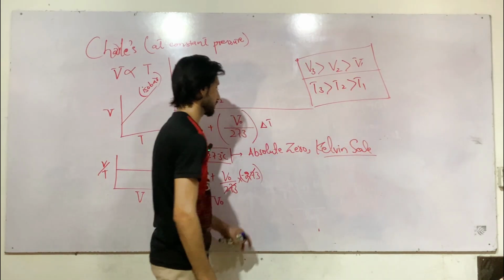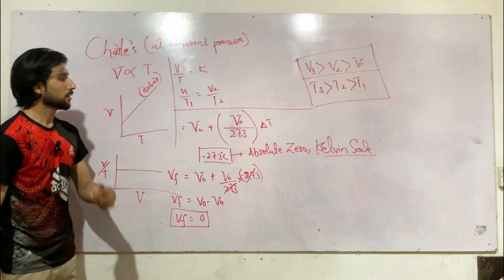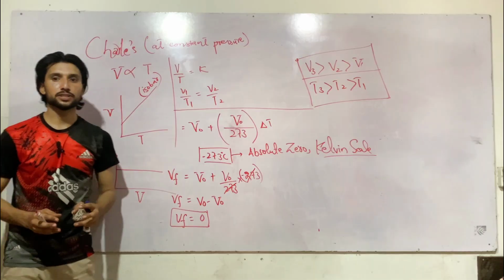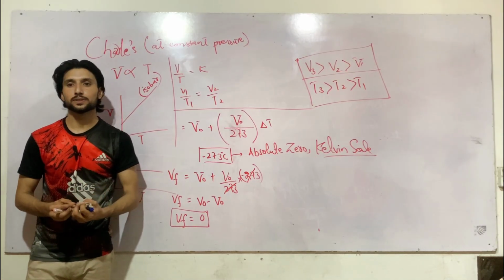Okay, the Kelvin scale starts from 0, which is minus 273 degrees Celsius. And at this temperature, there is no motion of the molecules.